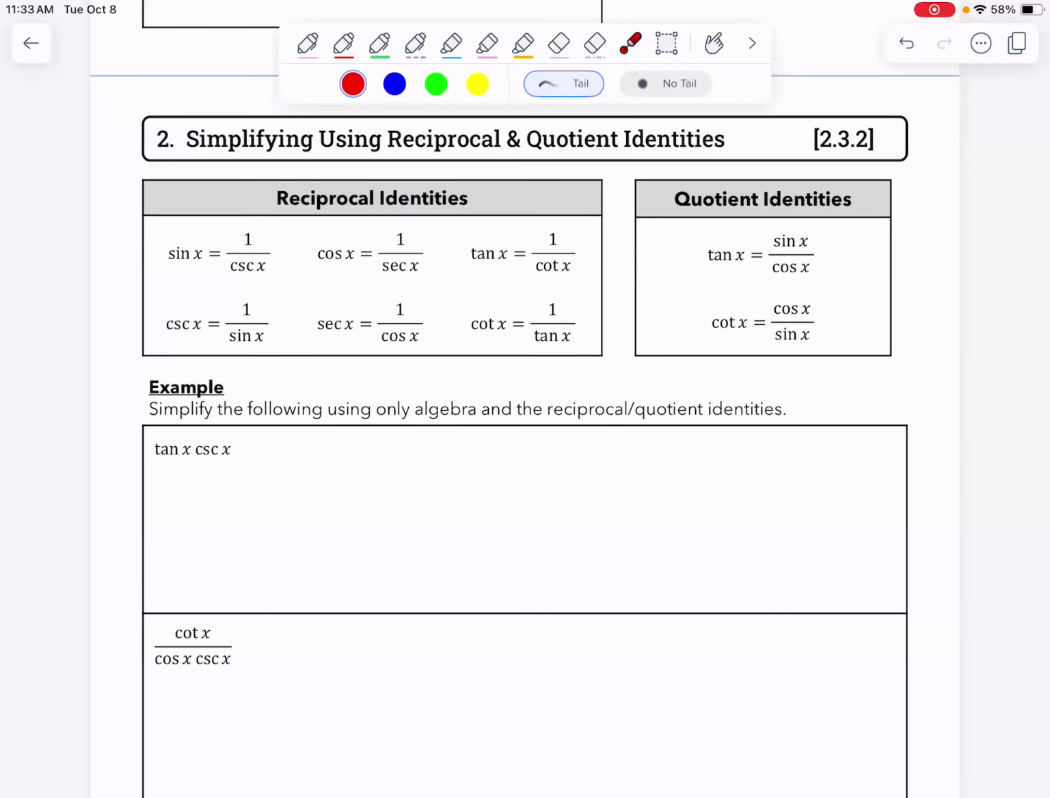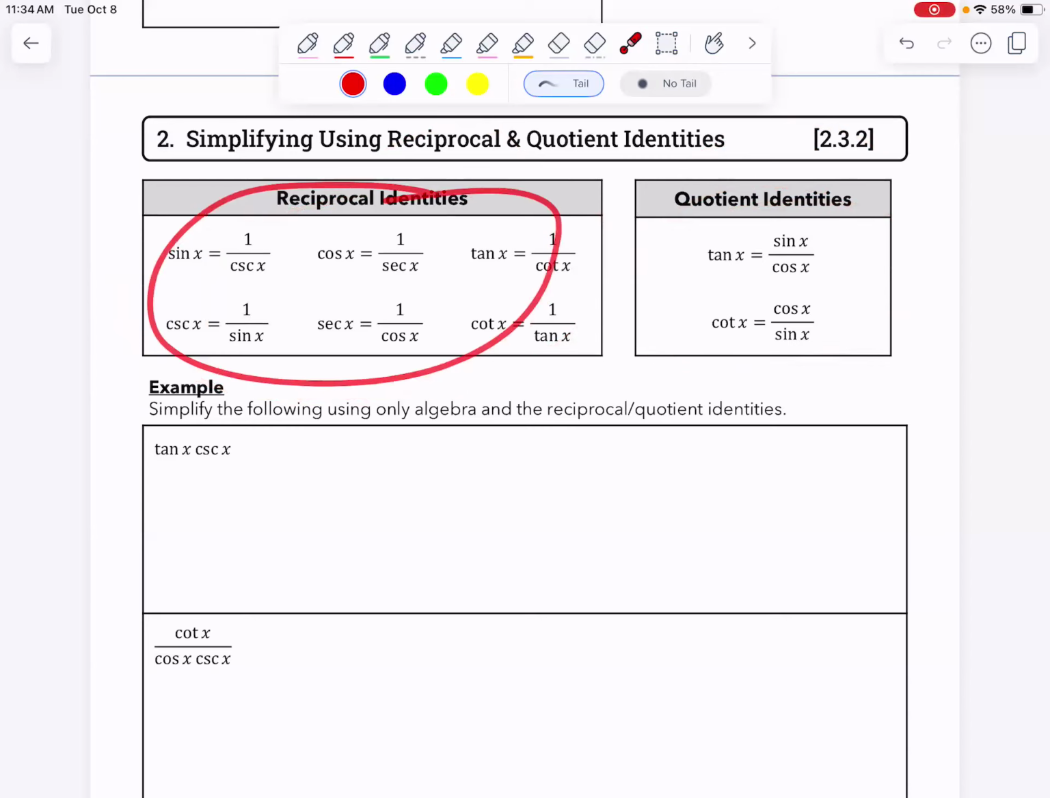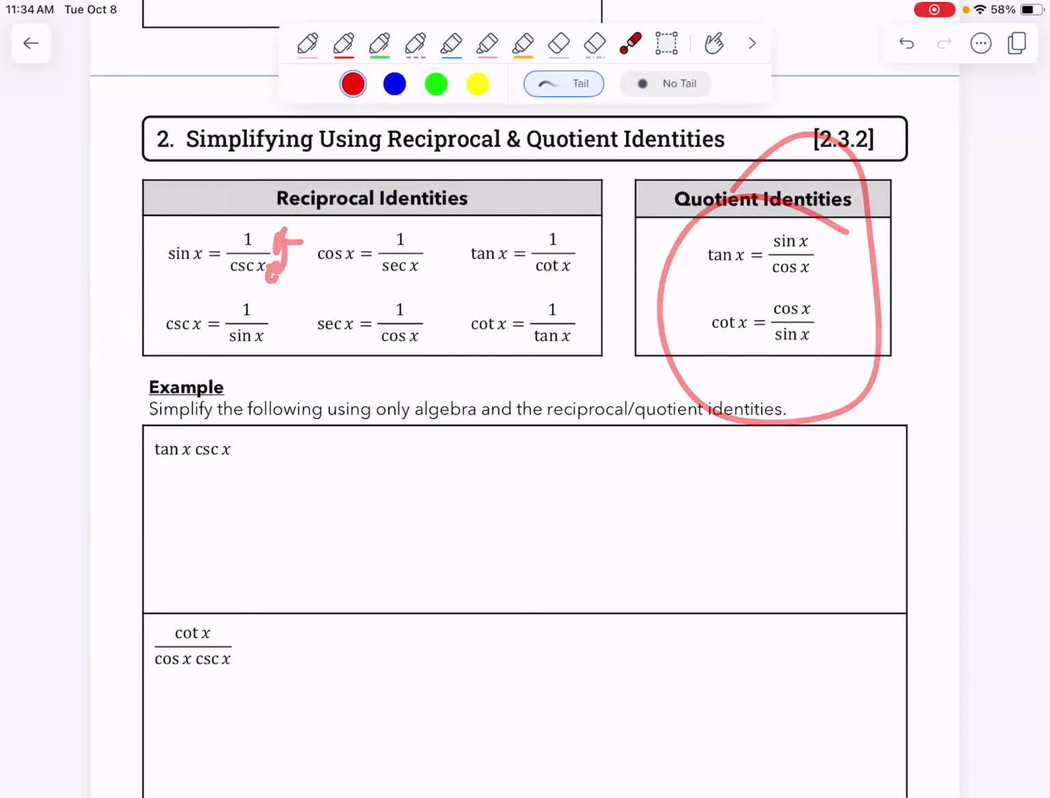Simplifying using reciprocal and quotient identities. So in our previous video, we talked about 3 different types of identities: reciprocal identities, quotient identities, and Pythagorean identities. This video will just talk about simplifying using reciprocal and quotient identities. These are ones that we've used for a while, and the reciprocal identities are the 1 over, so the flipsy floppsy, and the quotient identities are just tangent and cotangent, and they're made up of sine and cosine.